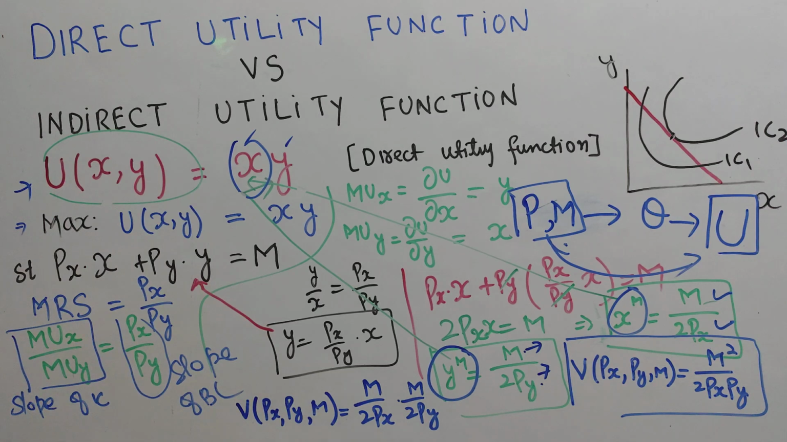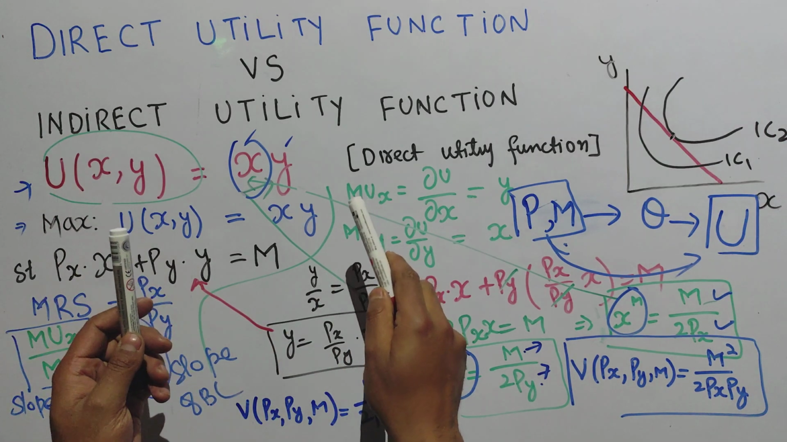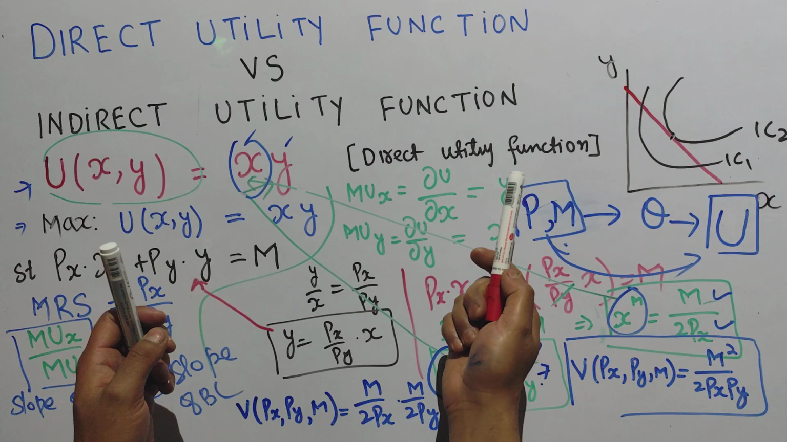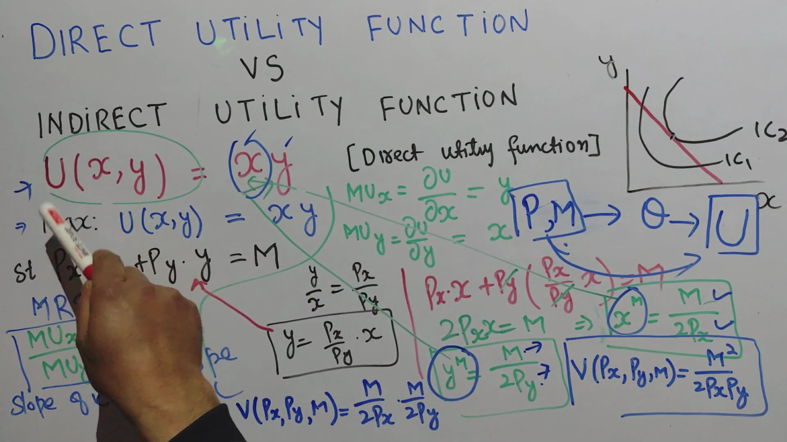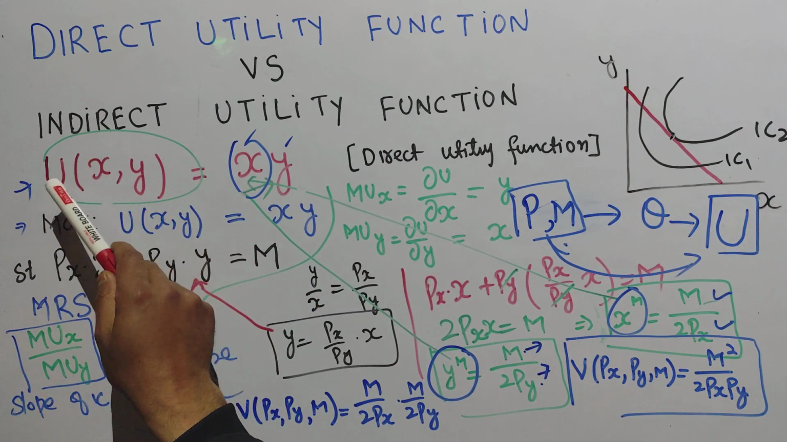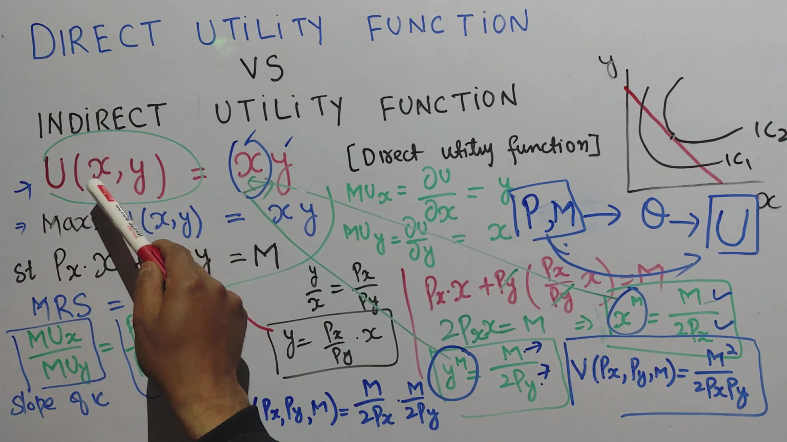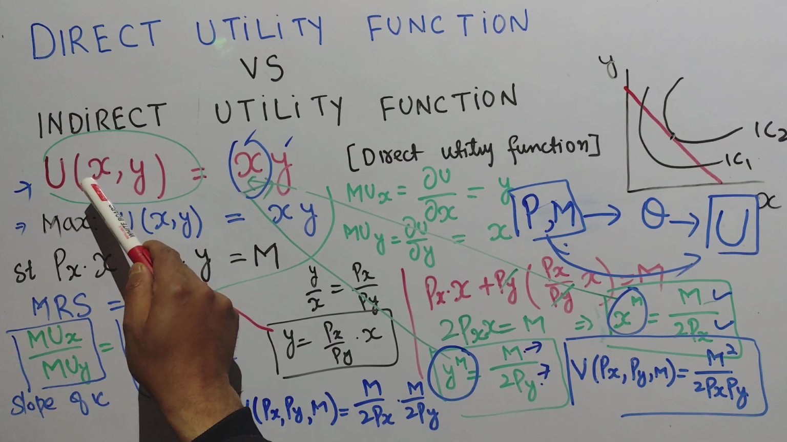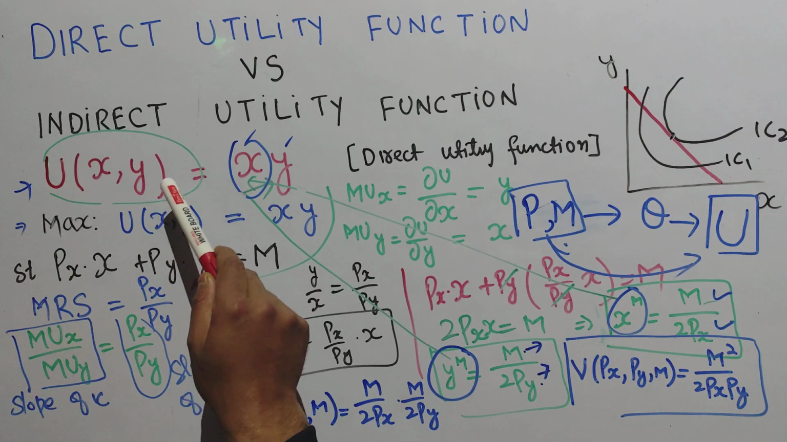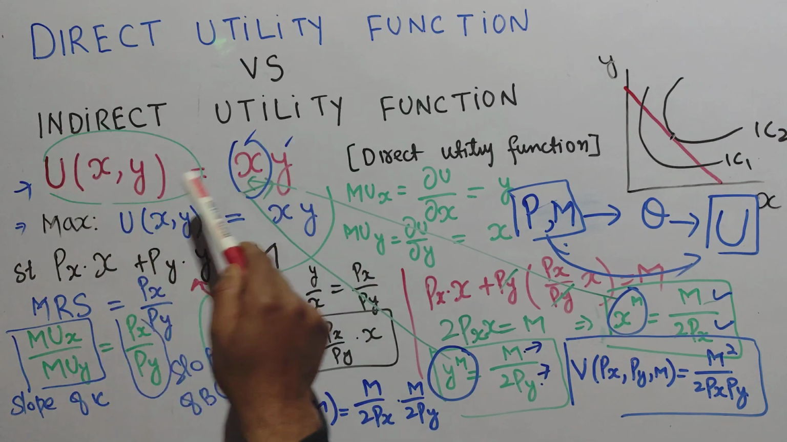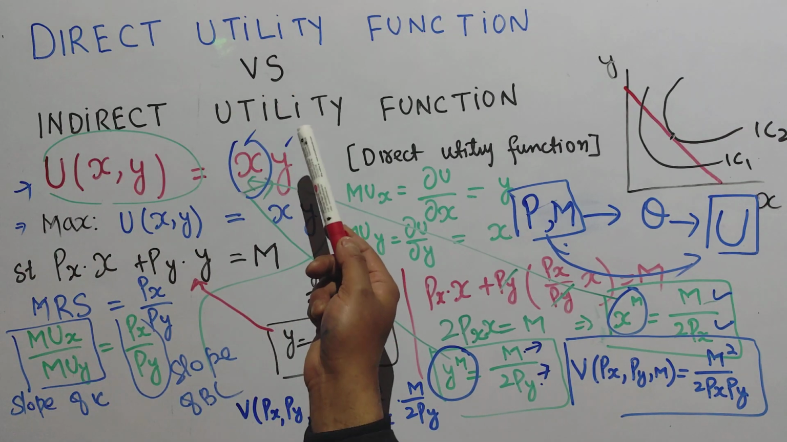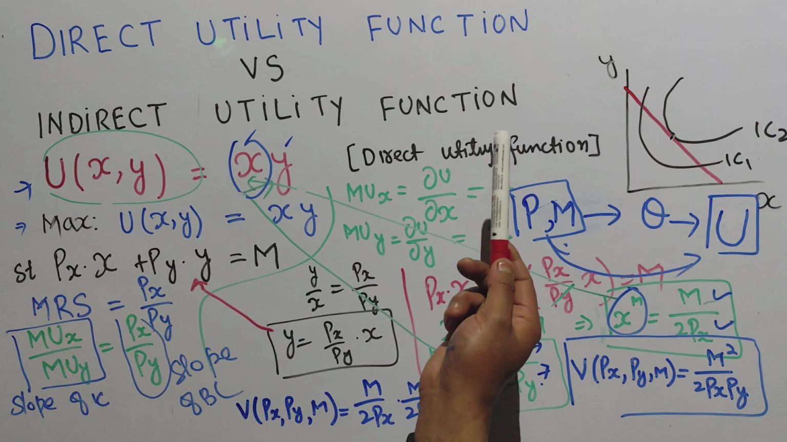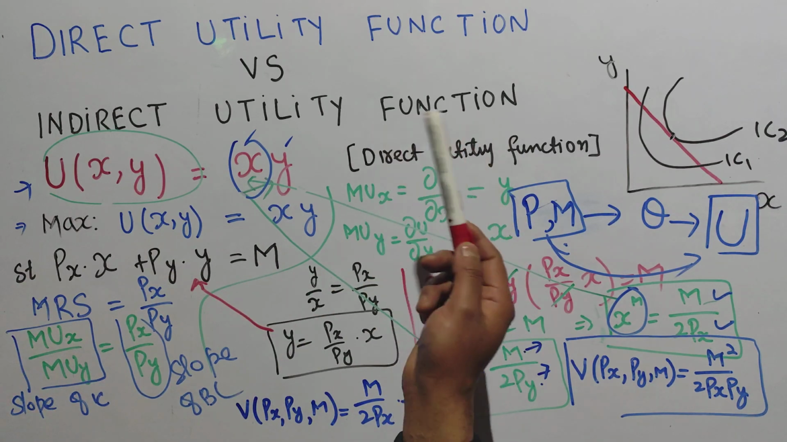Let's learn the difference between the direct utility function and indirect utility function. Let us say we have a utility function like this. Utility is a function of two goods that the consumer chooses, that is good X and good Y, which is equal to X times Y. This is what we call the direct utility function of a consumer.